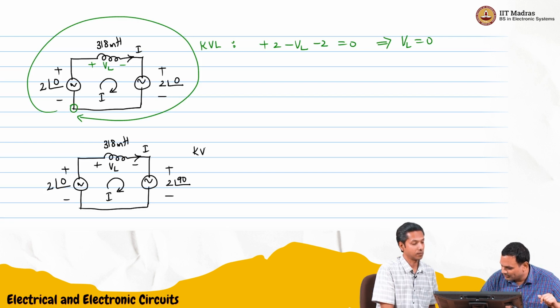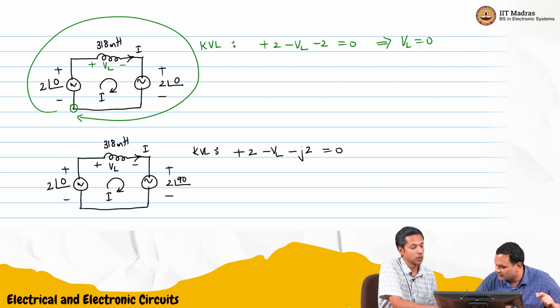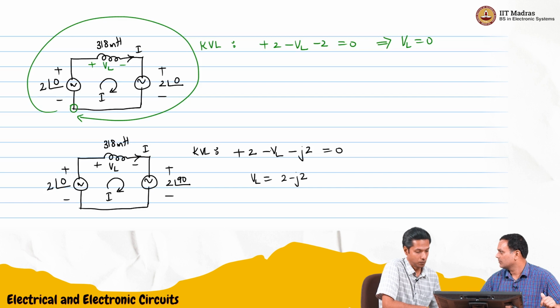So now this is 2 in rectangular. If you do KVL between the same points, plus 2 and then minus VL, and this is a voltage drop, 2 angle 90 is 2j, and this will be 0. So the voltage across the inductor is 2 minus 2j. Perfect. So this is the voltage across the inductor.